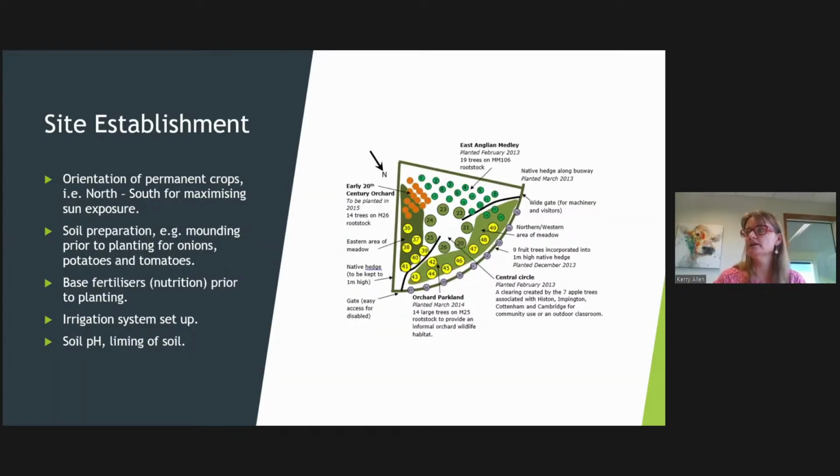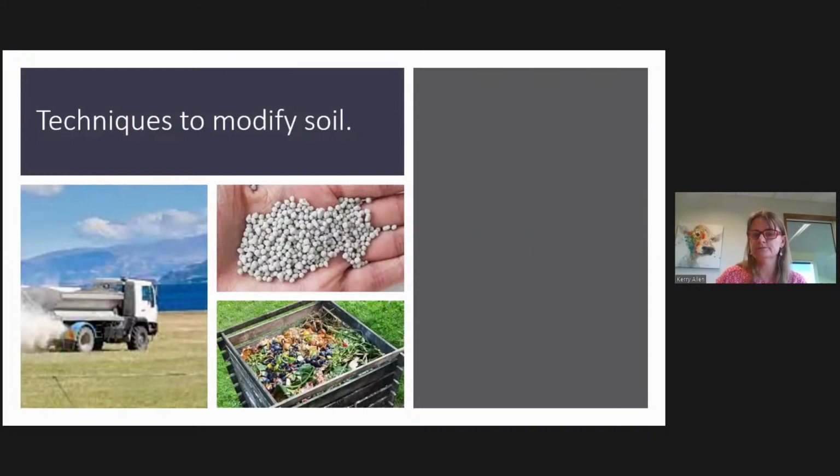And then just even moving on to site establishment, so how you set up your site, so orientation of your crops north to south for maximising that soil exposure, how you prepare your soil, so mounding for carrots, onions, tomatoes, citrus, they all require mounding, how you set that soil up for pH, liming and fertiliser, nutrition, and then also looking at its irrigation.